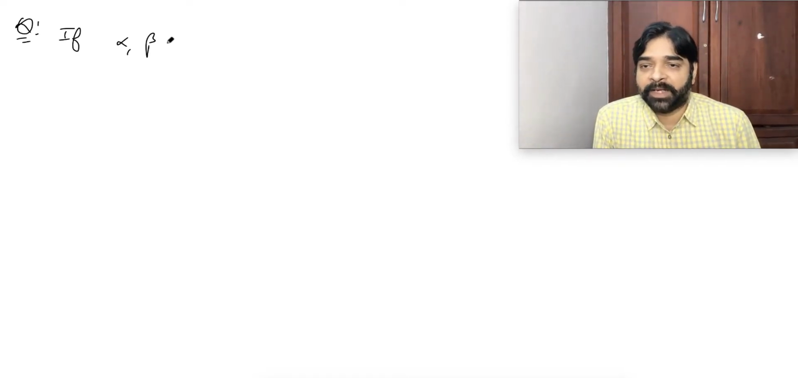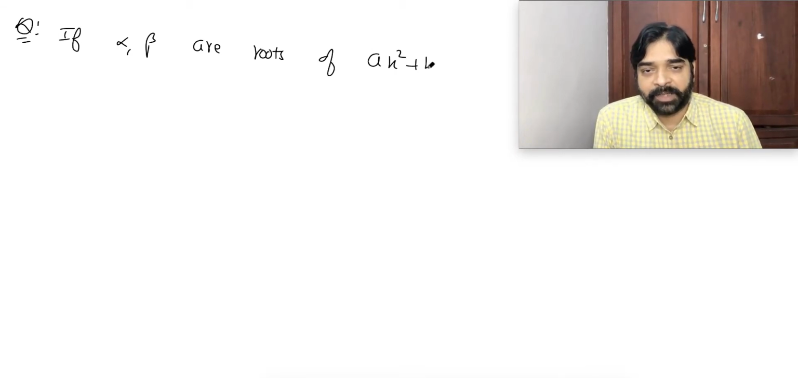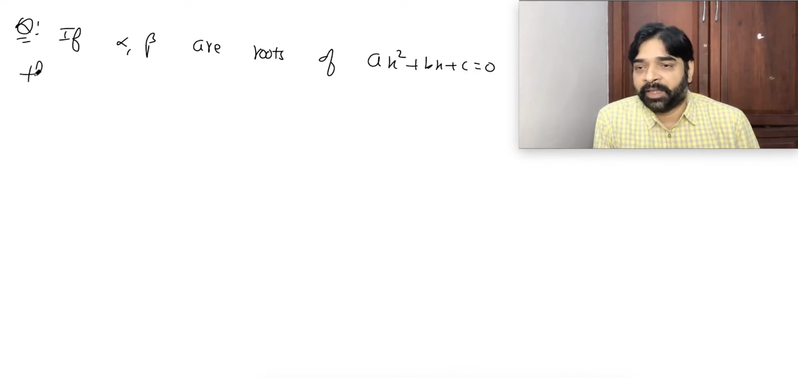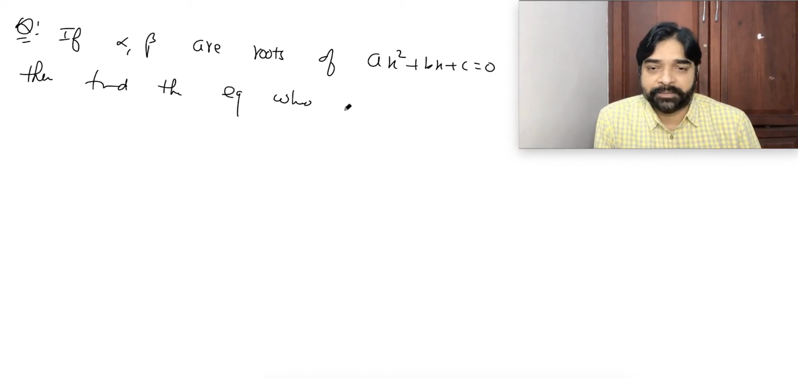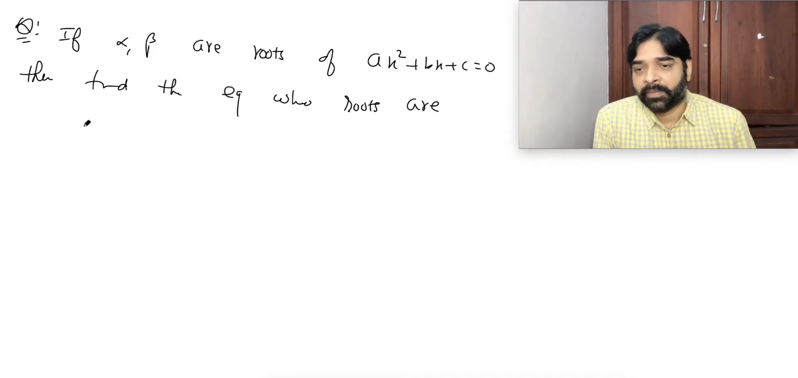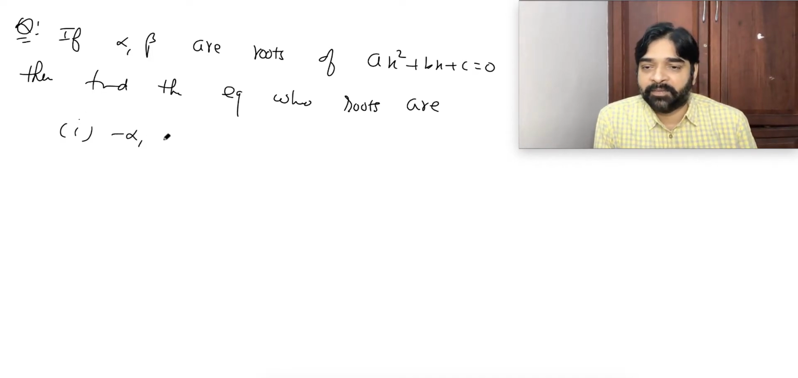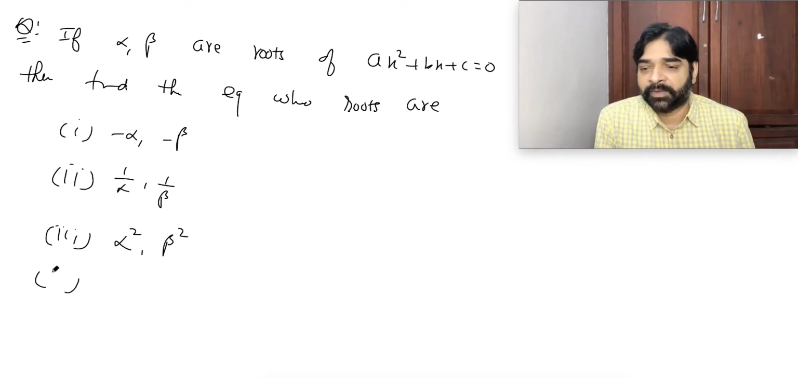First question, write it. If alpha, beta are roots of ax square plus bx plus c equal to 0, then find the equation whose roots are: first, minus alpha, minus beta; second, 1 by alpha, 1 by beta; third, alpha square, beta square; fourth, alpha by beta, beta by alpha.